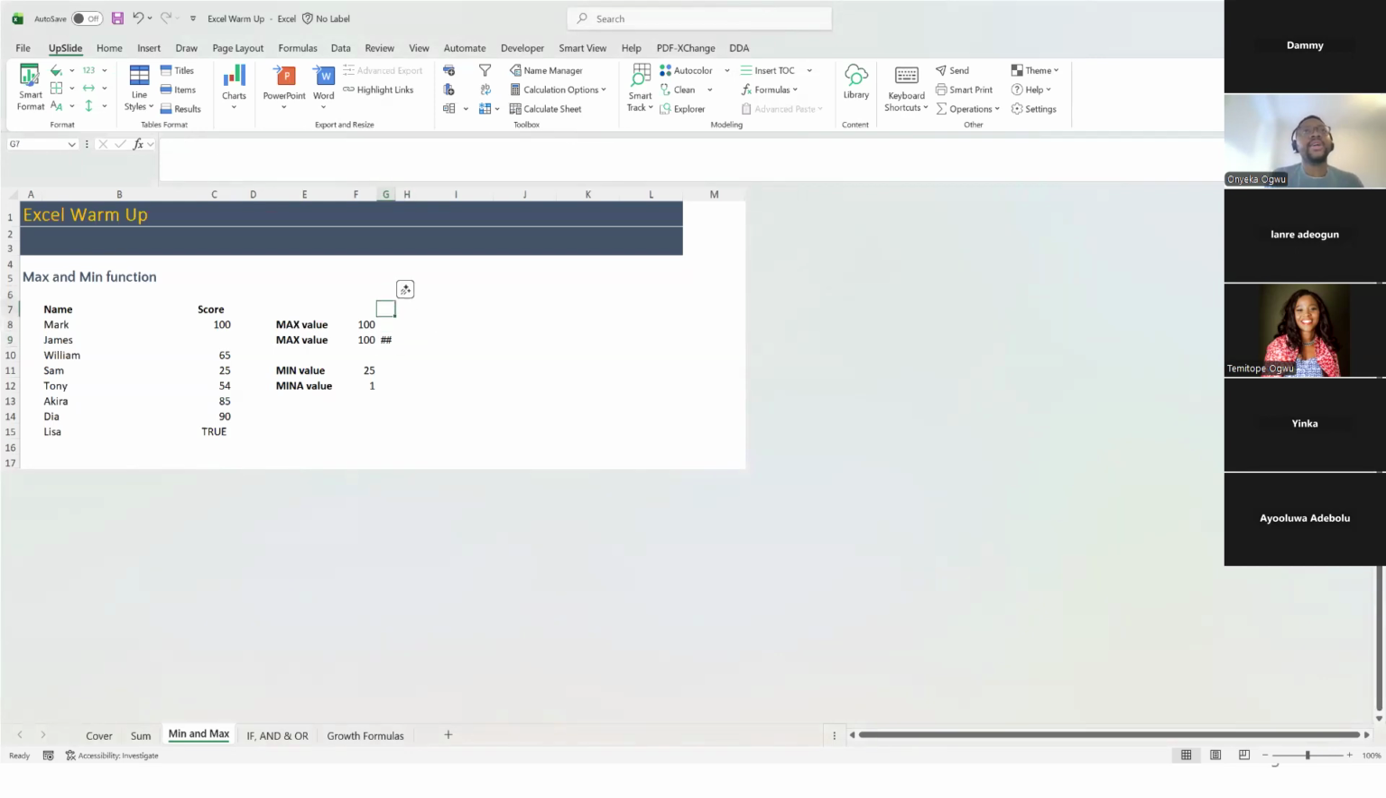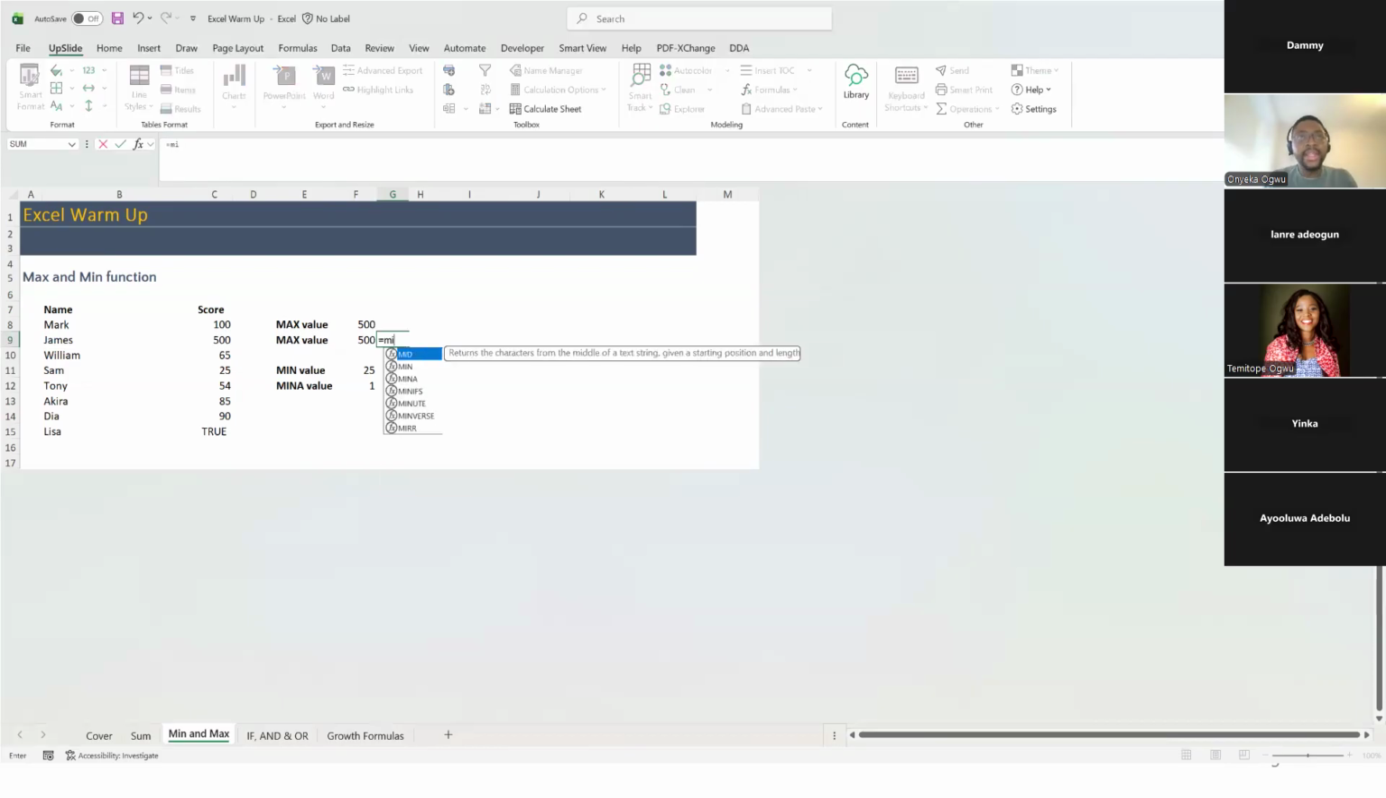Yeah, we can. So the maximum value that Excel will give is 100, right? Because 100 is the highest value. If I change this to 500, for example, 500 will become what is showing here, because it's just giving me the maximum value. The same thing for minimum value. If I do equals min, and I take the minimum of everything here, right?